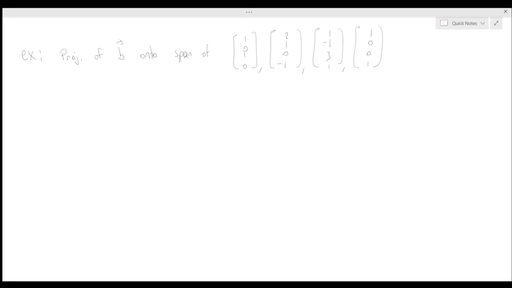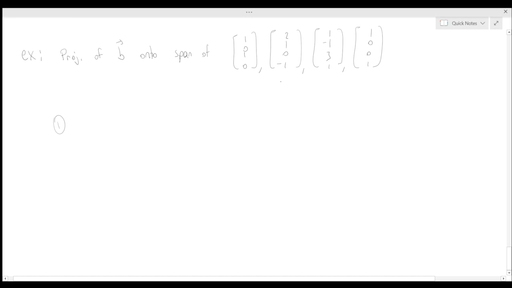Let's see here. Okay, so I'm just going to talk about this example, but that will be it. In order to do this problem, there's a couple different ways that we can do it. So I just want to talk a little bit about that. So here's what we can do. What we could do is first find a basis for the span of these four vectors.